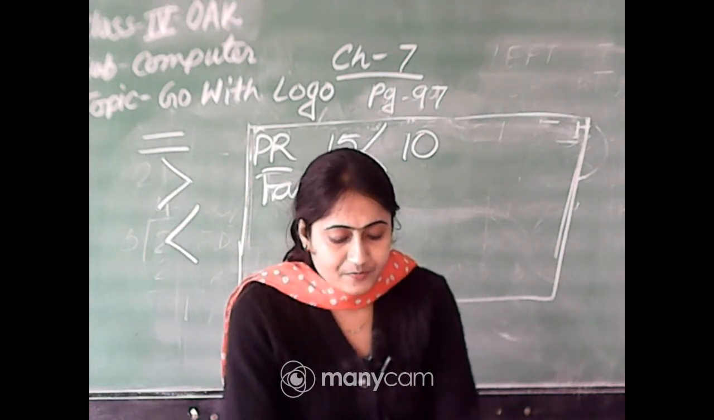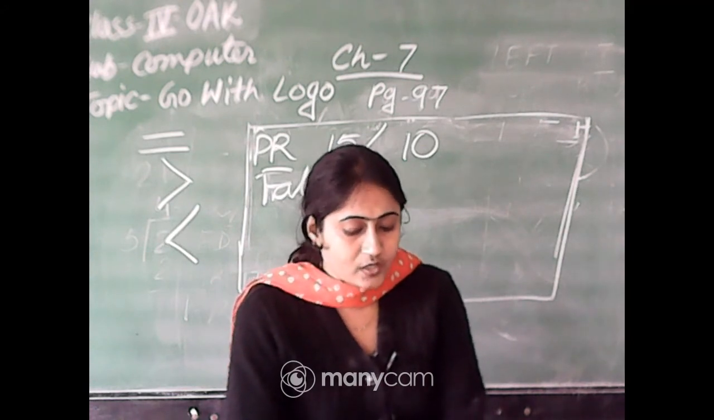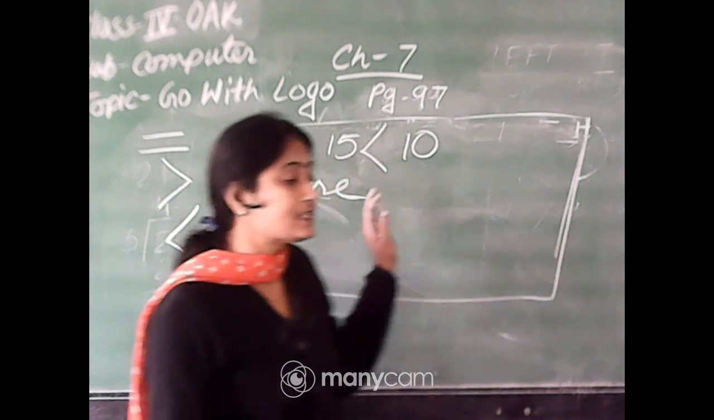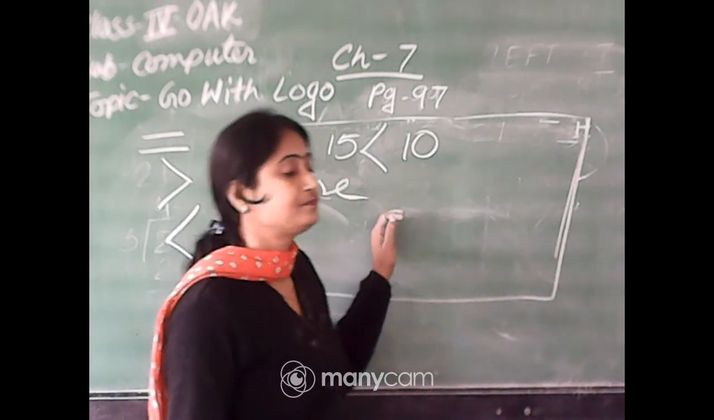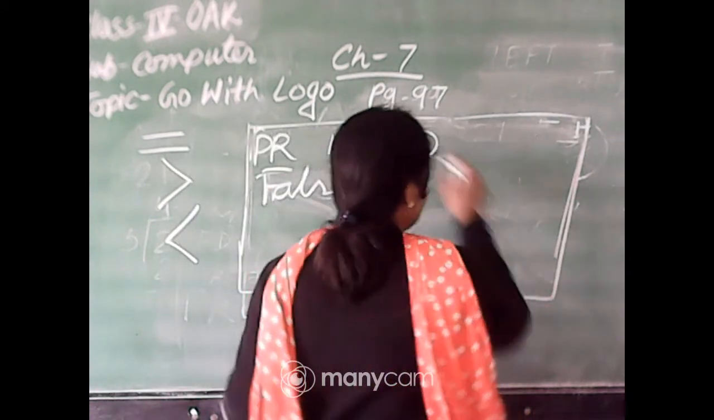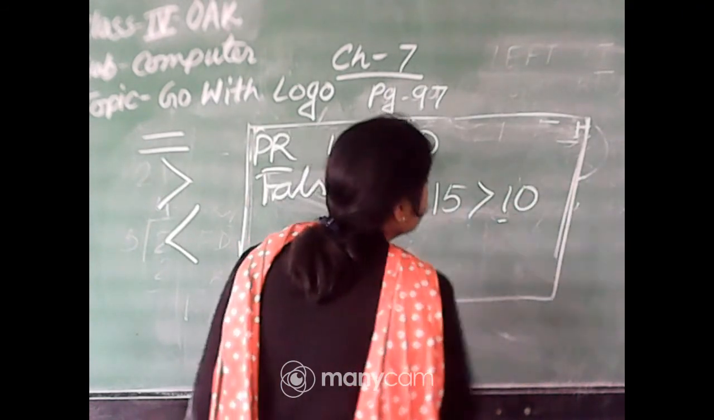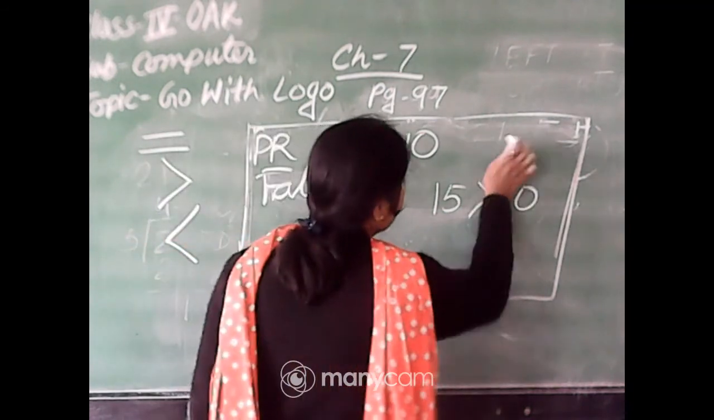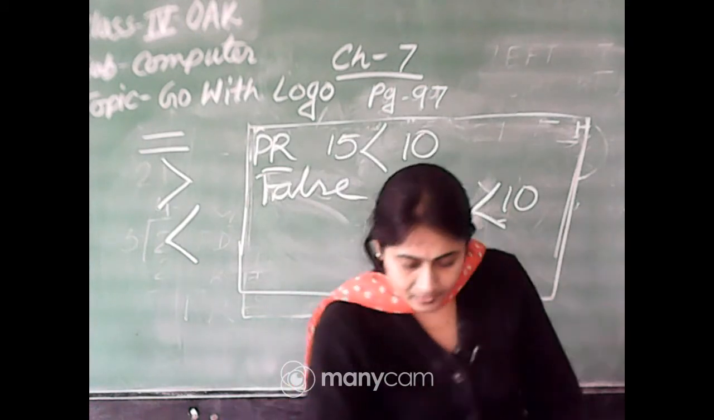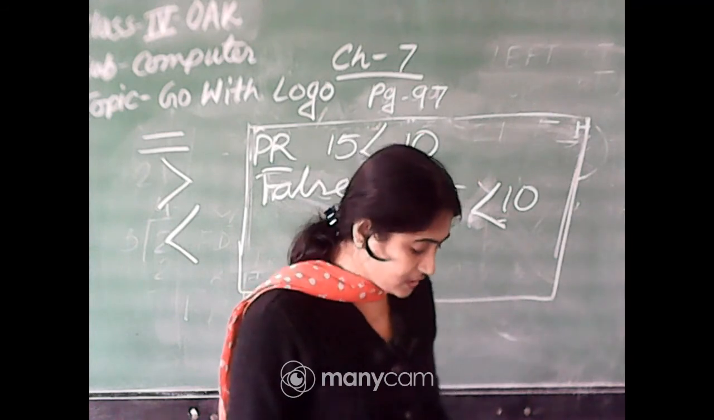If the number on the left side of the operator is greater than the number on the right side, Logo displays the result as true, otherwise the result will display false. If the first number is greater than the second number, then it will show true. If you write 15 greater than 10, the message will show true. If you write 15 less than 10, then the message will show false. Okay. That means these are the logical operators.